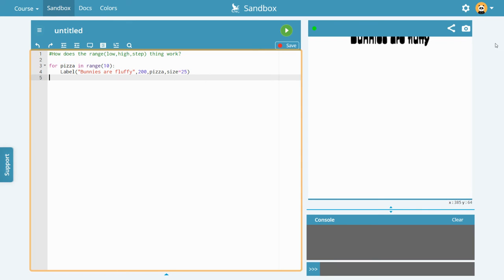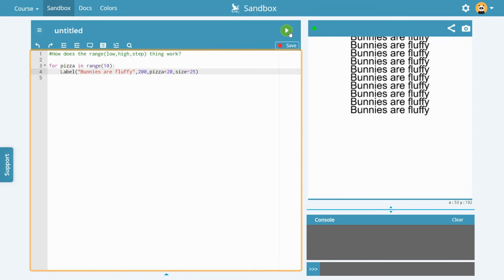All right, but this is where we had this issue last time where it did make 10 of them, but they're all bunched together, right? And it's really annoying. And so what we did last time is we said, well, we could take this pizza and multiply it by 20, right? And it kind of spaces them out a little bit more. But that's what this does. It actually gives us a shortcut to get there, and it makes it a little bit easier to read your code, I think.